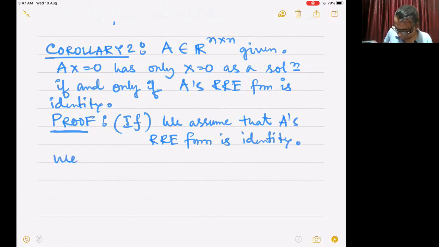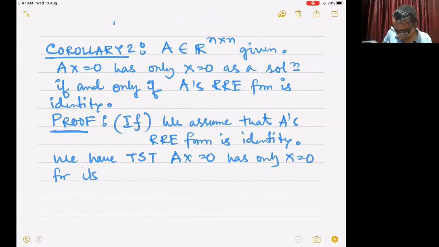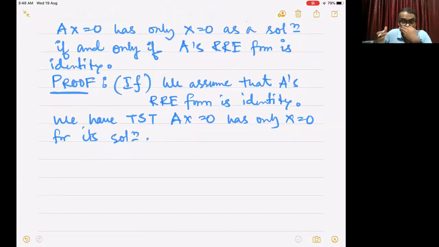We have to show that Ax equal to 0 has only x equal to 0 for its solution, right? This is what it means to show the if part, that if the RRE is identity, then x equal to 0 is the only solution. And in fact, it's very simple.